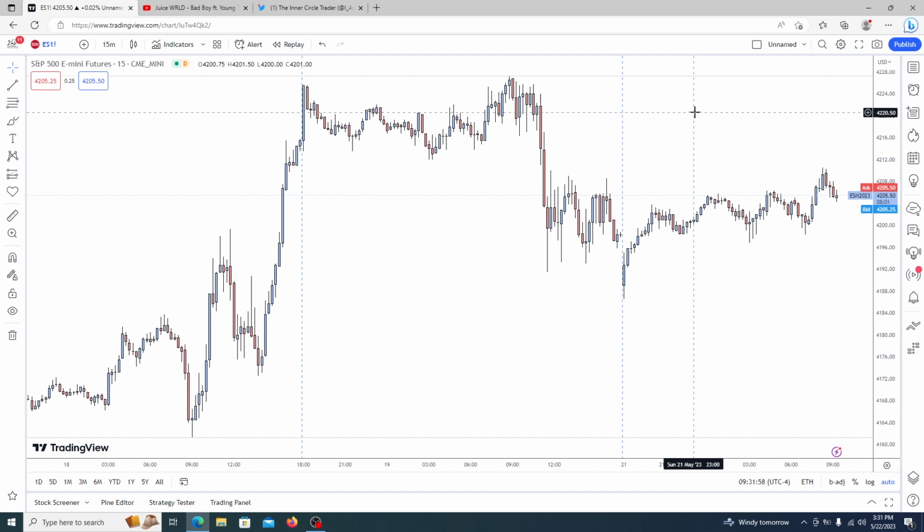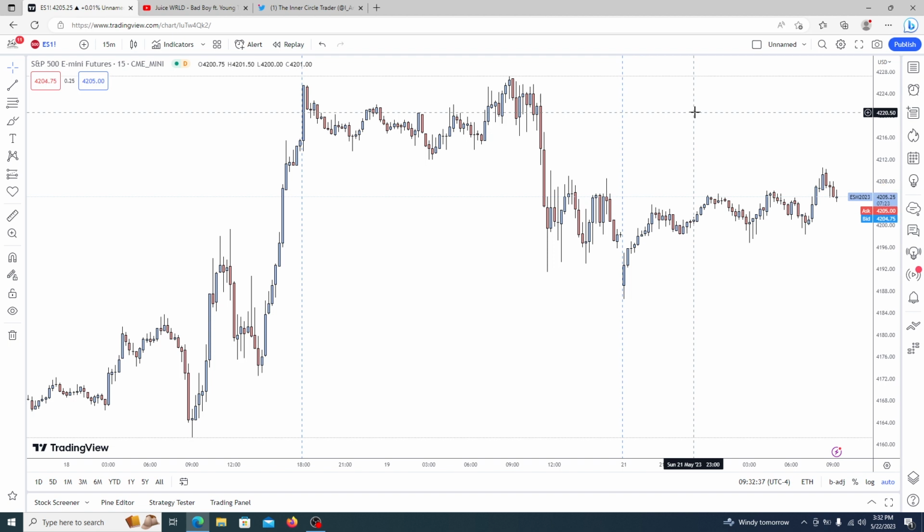For this one, I want to talk about one of ICT's concepts, and I want to, in a sense, apply the inversion theory on this concept. So we're specifically going to be focusing on the FIB, and I'm going to show you how using a failed OTE would be your entry point, right?